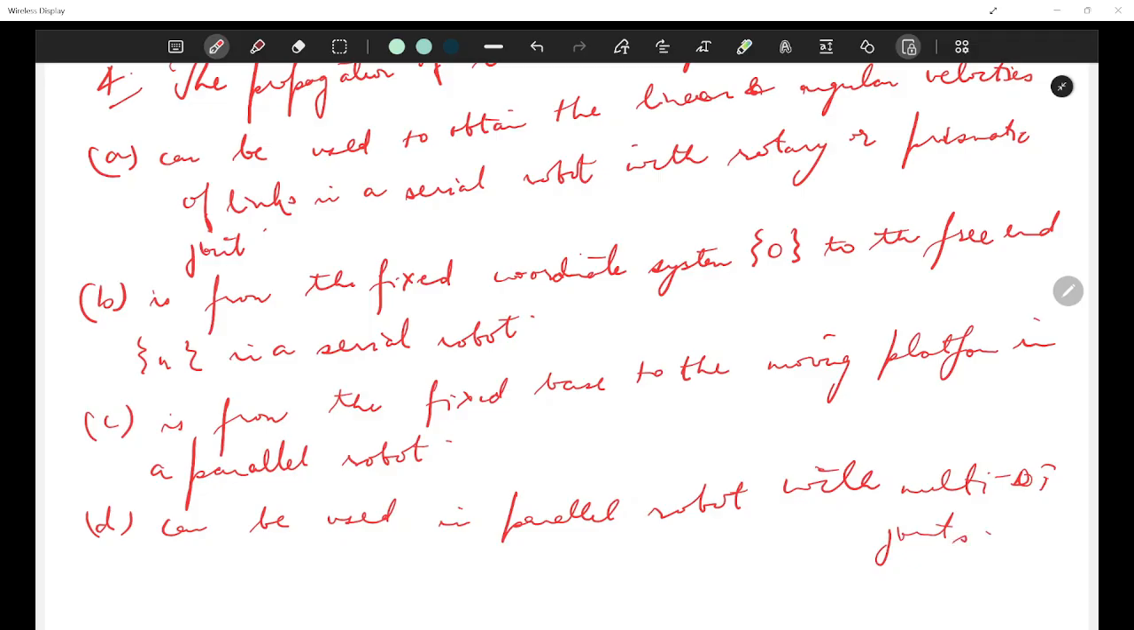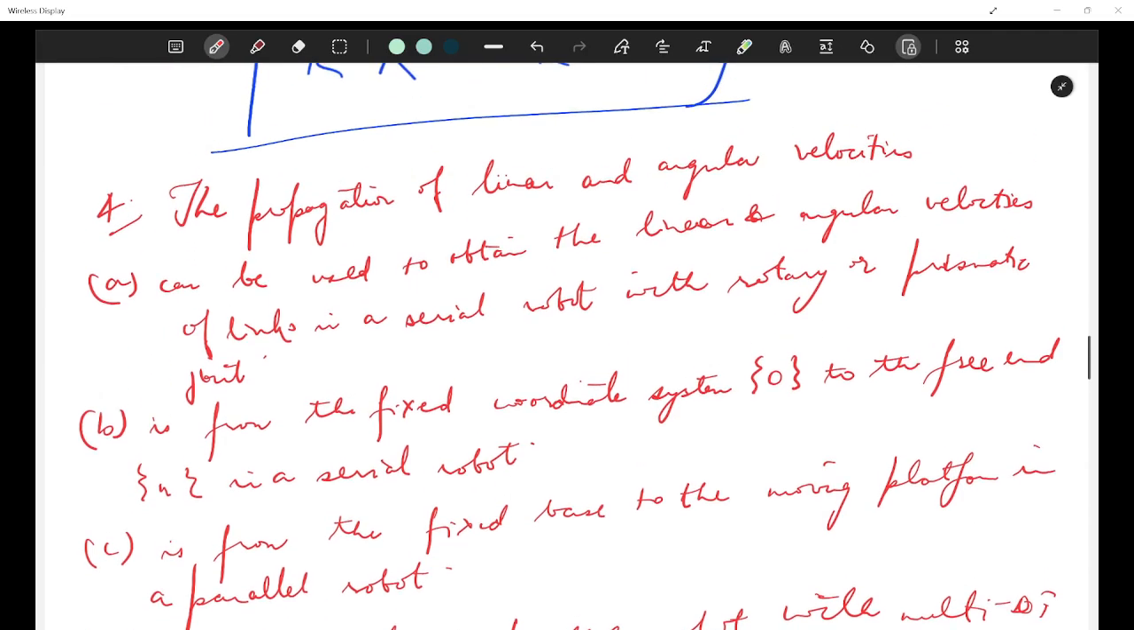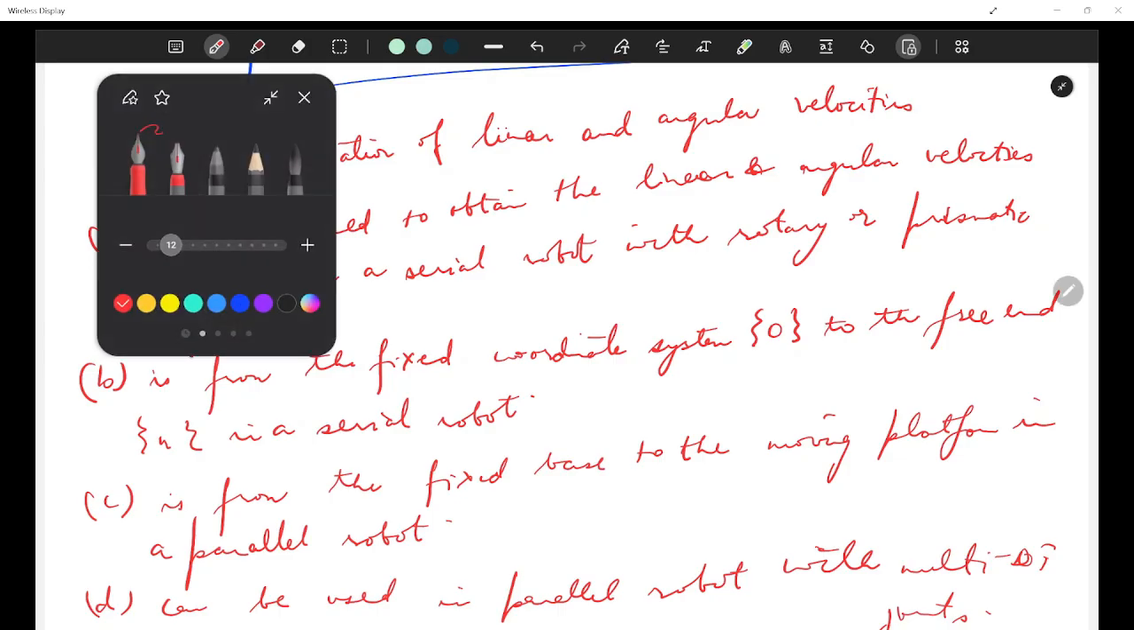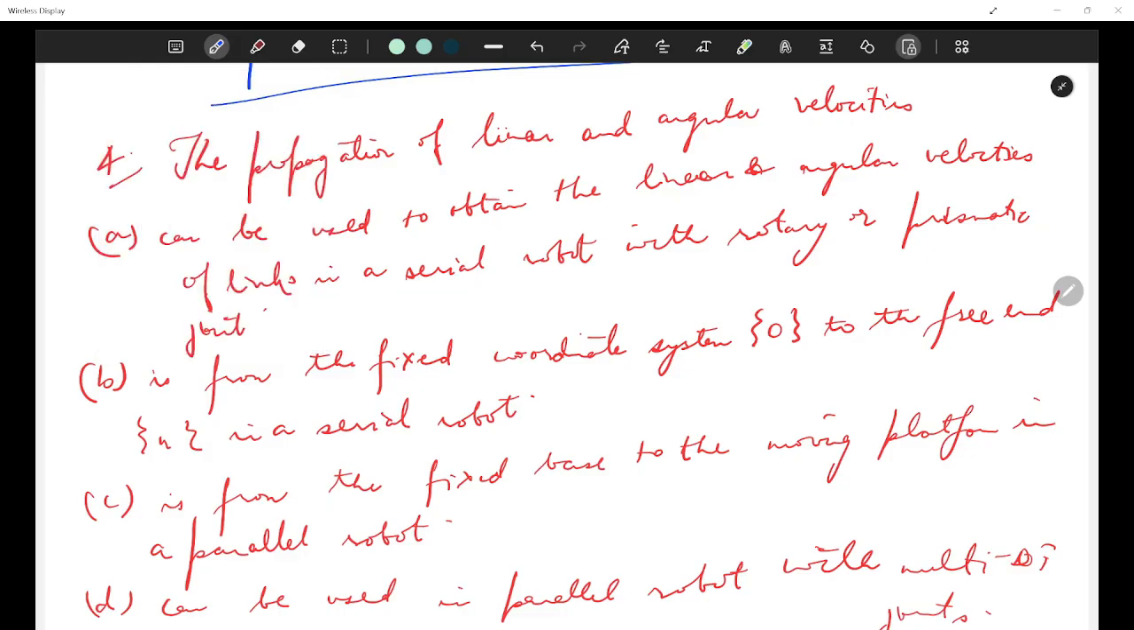Okay. So the questions that we'll be answering here are what velocity propagation really means, where it is valid, why it works for serial chains, and why it does not directly work for parallel robots. Okay, so the propagation of linear and angular velocities, we already saw this, right? So let's look at the options.